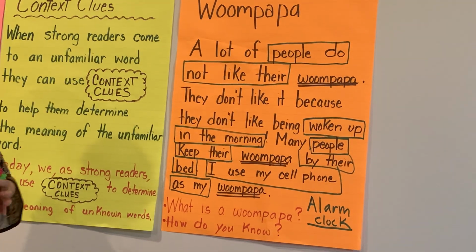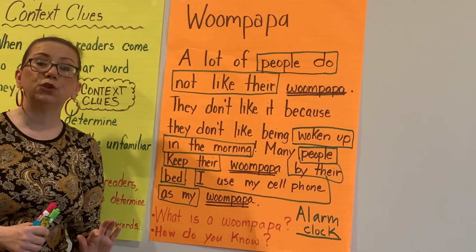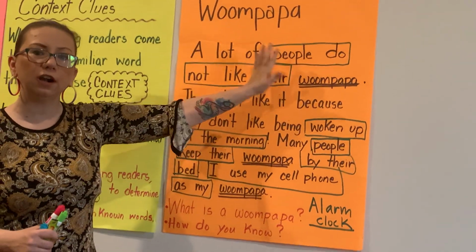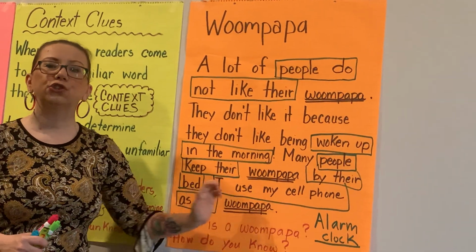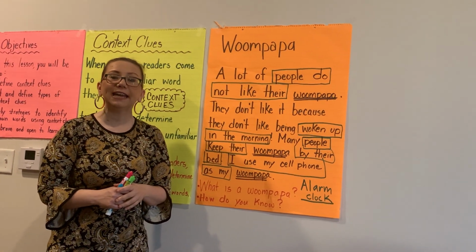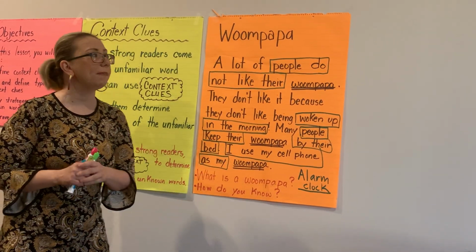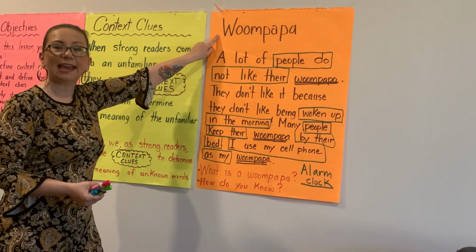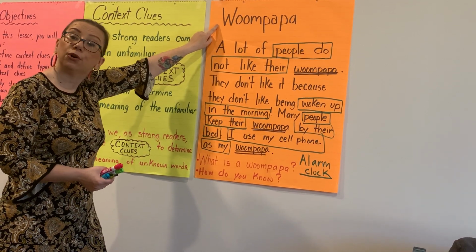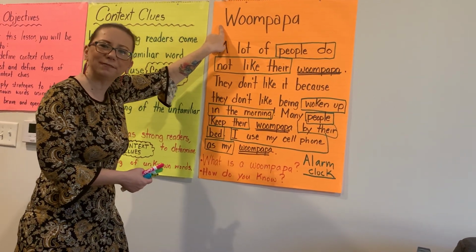So the main lesson of this activity is that when you come to an unfamiliar word, look at the sentences before and after the word to try to look for clues like a detective would do to find out the meaning of the unfamiliar word. And please remember that womb papa is a nonsense word. There's no such thing. But feel free to go call it a womb papa all you want. I think I will be referring to my alarm clock as a womb papa from now on also.